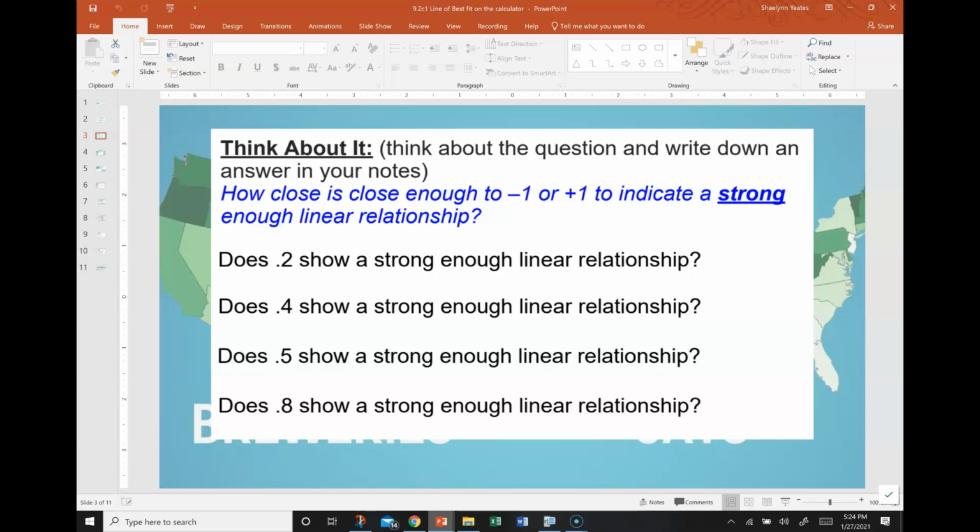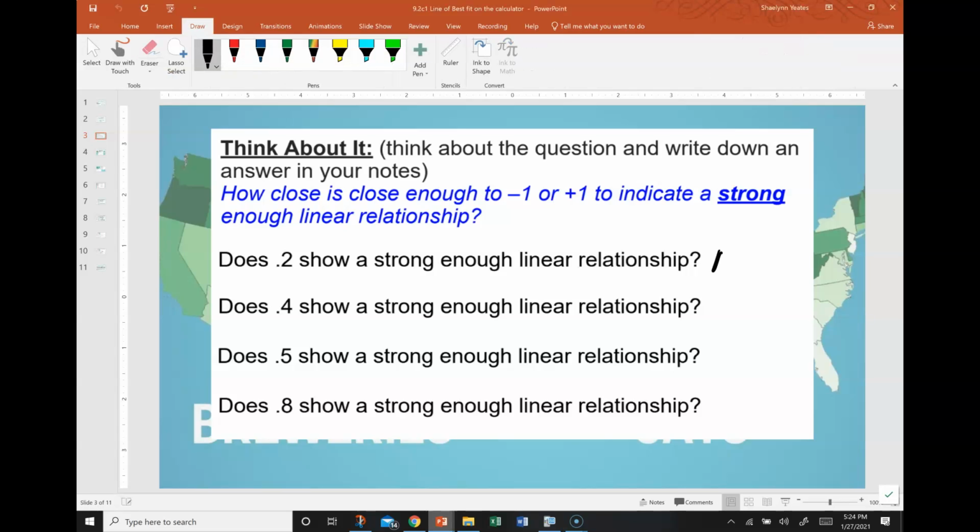You're going to decide how strong a linear relationship is if the correlation coefficient is the following. So if it's 0.2, is that a really strong correlation coefficient? Does 0.2 show a really strong relationship? Remember, the closer it is to 1 or -1, the stronger it is. So 0.2, no, it is not a really strong relationship.